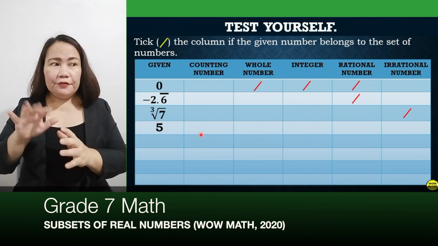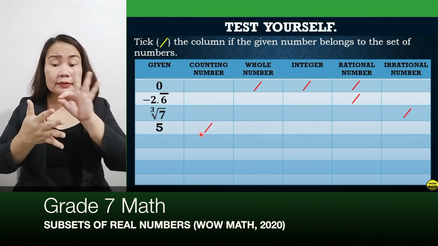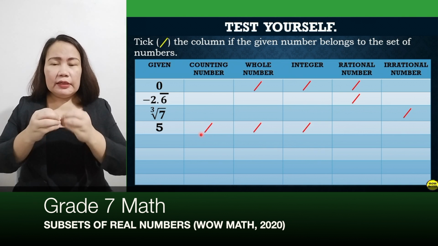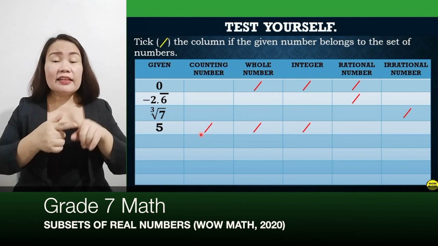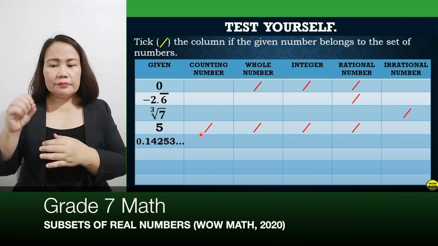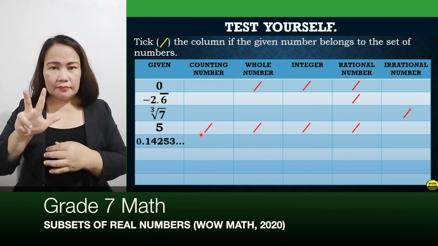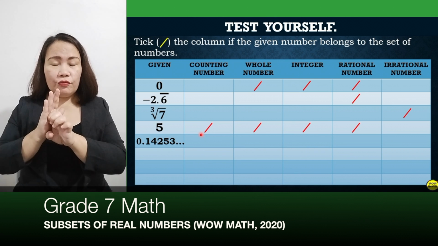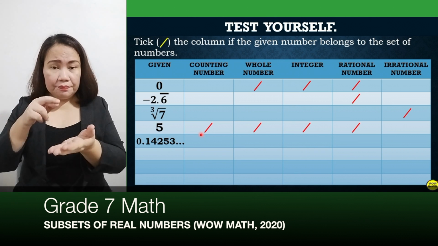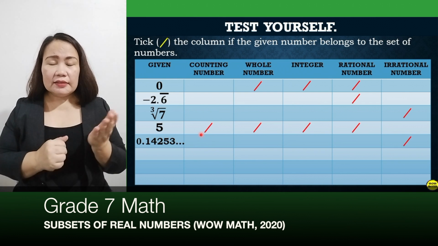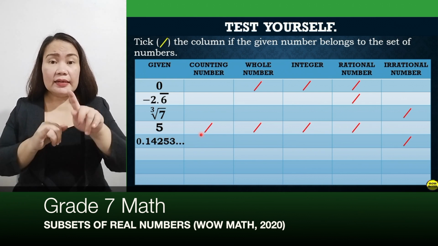Next, I have 5. Okay, so 5 is a counting number. This is also a whole number. An integer, so if this is an integer, then this is a rational number. Next, I have 0.14253. So, this is an example of non-repeating and non-terminating. So, kung non-repeating and non-terminating siya, so therefore, this is irrational number.